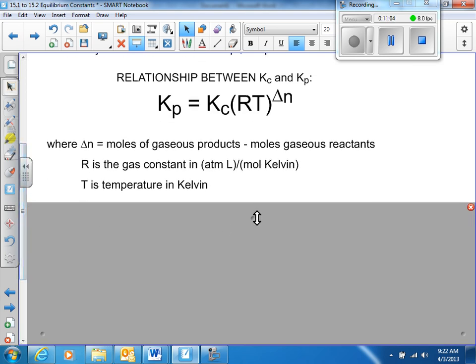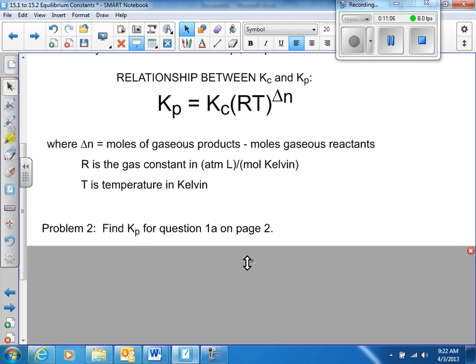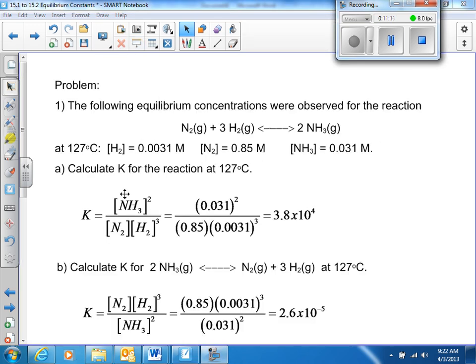Let's do a quick problem for this. So find Kp for question 1A on page 2. Here's question 1A on page 2. So we found here that this was the Kc, and we want to find Kp. Now again, you can pause this, do it yourself if you want. I'm going to talk you through it.